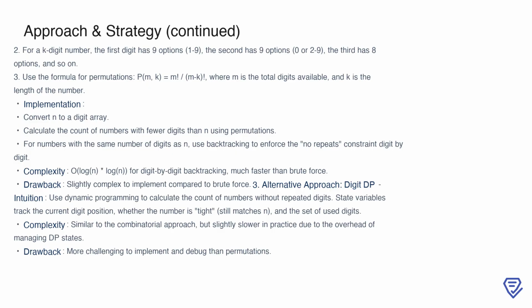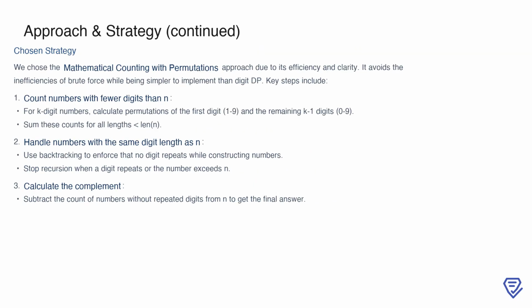This method utilizes state variables to track details such as the current digit position, whether the number is still constrained by n, and the set of digits already used. While elegant, digit DP introduces additional complexity in implementation and debugging, making it less practical compared to the combinatorial approach. Given the options, the strategy we chose is the mathematical counting approach using permutations, as it strikes the right balance between efficiency and simplicity. This method avoids the inefficiencies of brute force and is simpler to implement than digit DP.